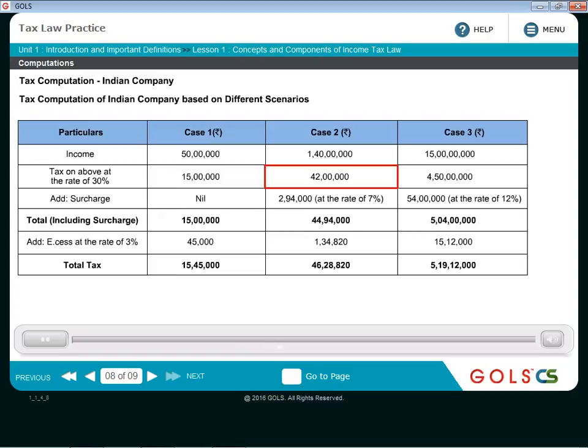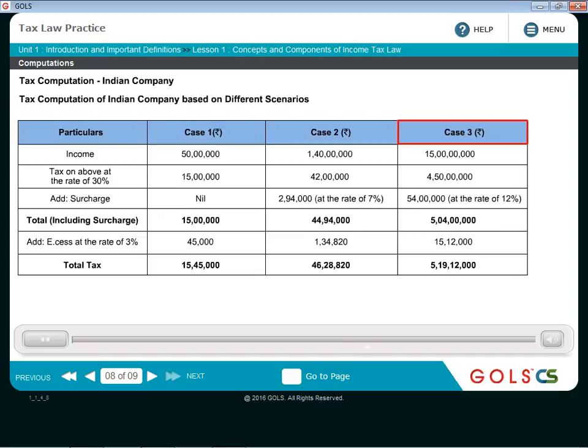On 42 lakhs, you will apply surcharge at the rate of 7%. So 42 lakh into 7% will give us surcharge of 2,94,000. Now once we add both of them, it will be 44,94,000. And in this we are going to add education cess at the rate of 3%, which is 1,34,820. So the total tax payable in this case will be 46,28,820 rupees. So that is the second case.